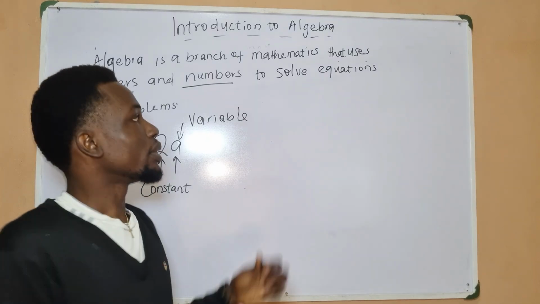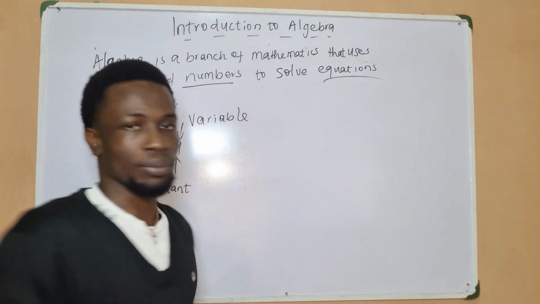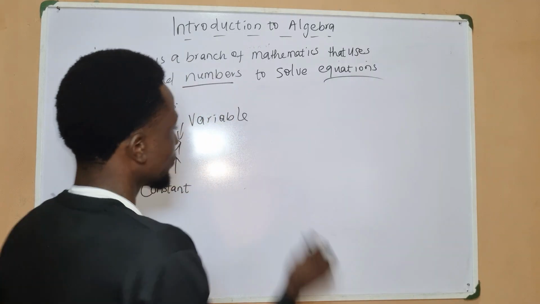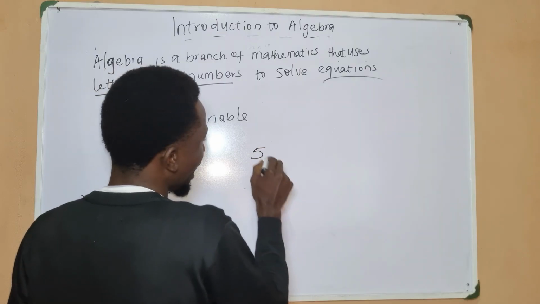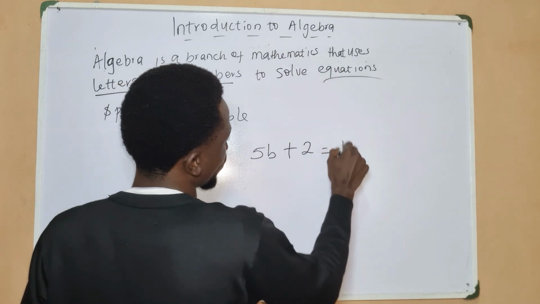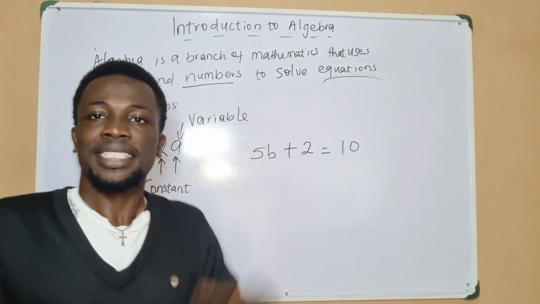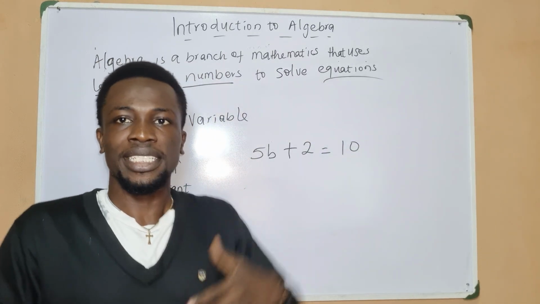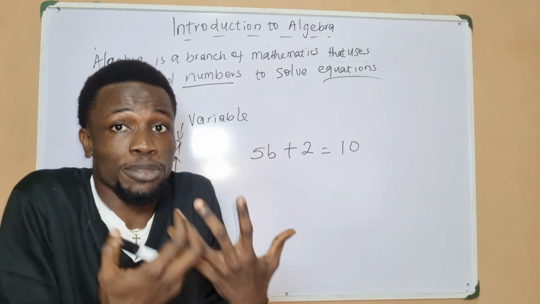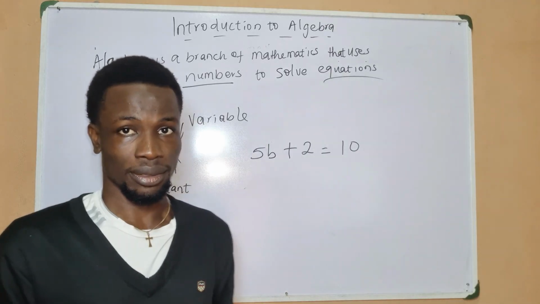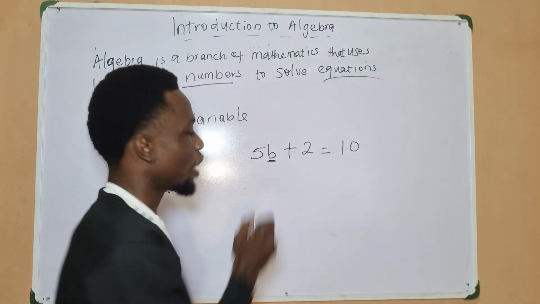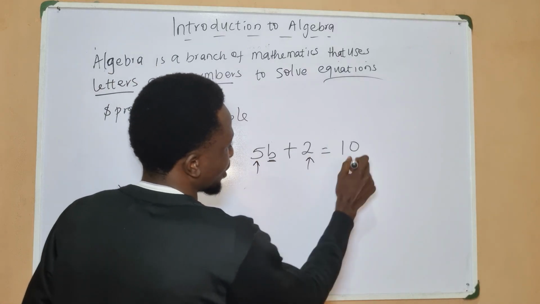Now, for example, in terms of an equation, we can use an algebraic expression to form an equation. If you have something of this sort, 5b + 2 = 10, this is an equation. And this equation is made up of what? Algebraic terms or expressions or constituents. What are the algebraic constituents? You have a variable b and you have constants here.